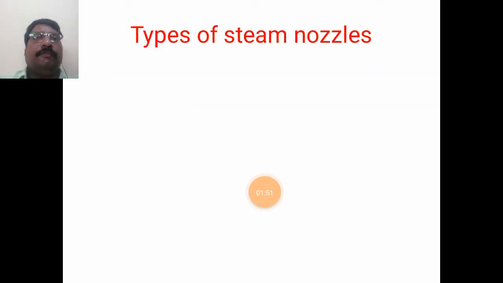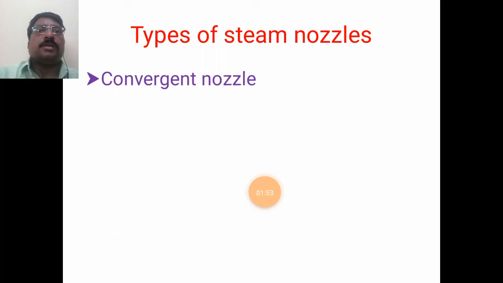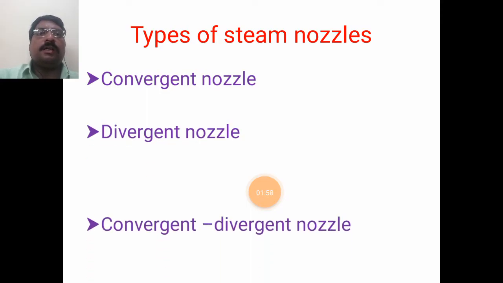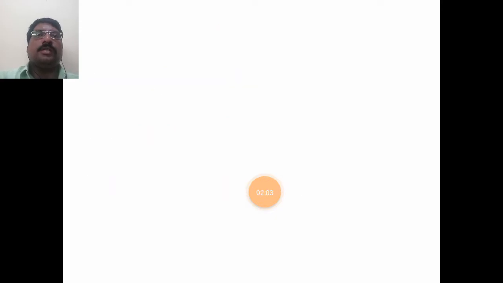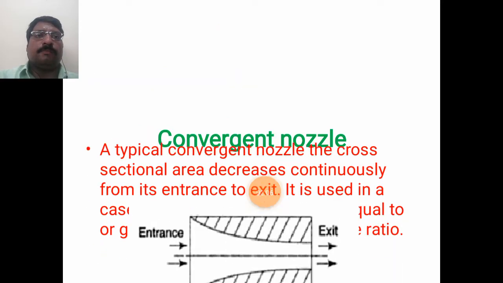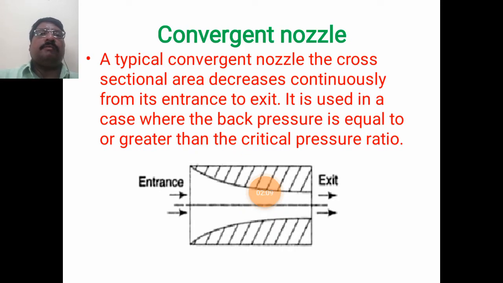Okay. So what are the different types of steam nozzles? We have three types of steam nozzles: convergent nozzle, divergent nozzle, and convergent and divergent nozzle. These are the three types of steam nozzles. So first one is the convergent nozzle. Here in the convergent nozzle, the entry area is high and the exit area is less. This can be seen as a typical convergent nozzle. The cross section area decreases continuously from its entrance to the exit.